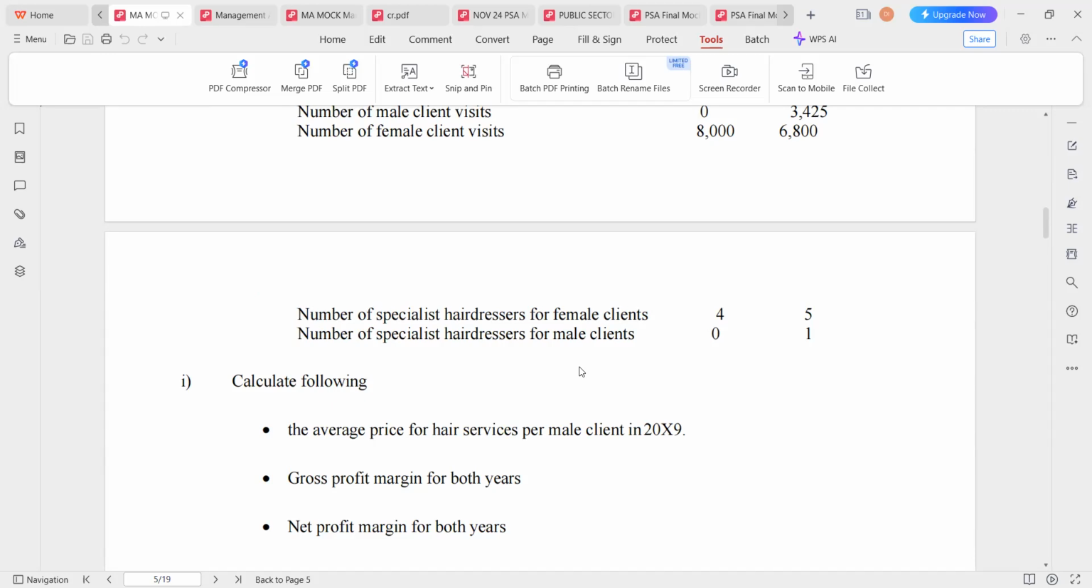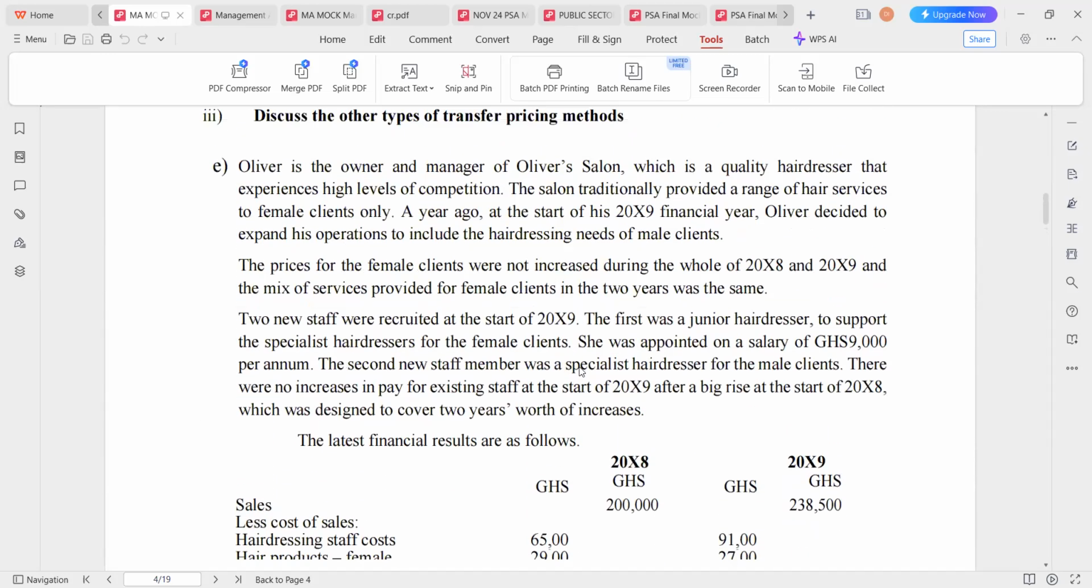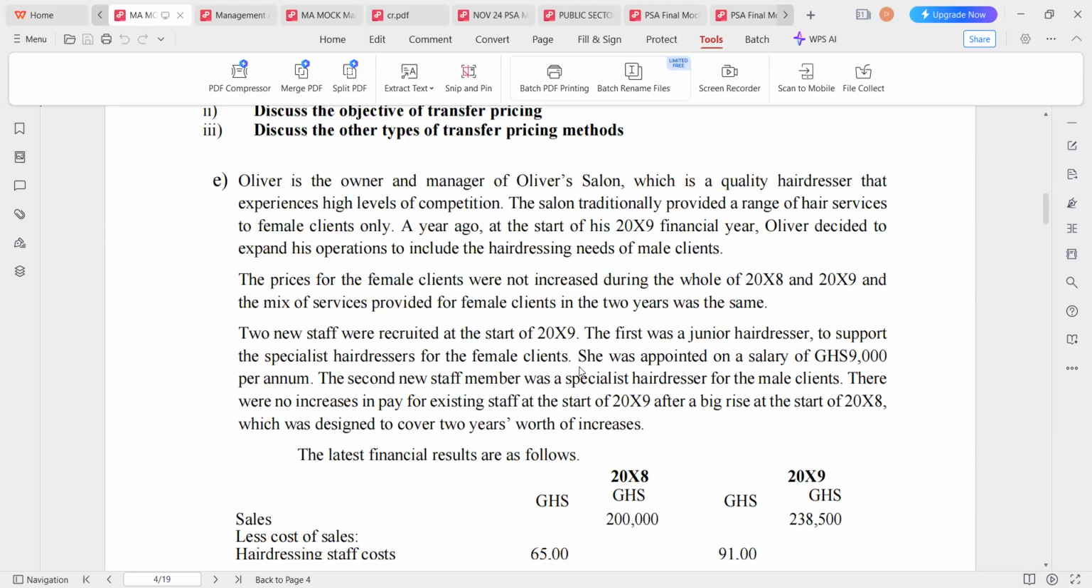So we should find the average price for hair service per male client in 2019. So let's go and read the question. It said Oliver's Salon.